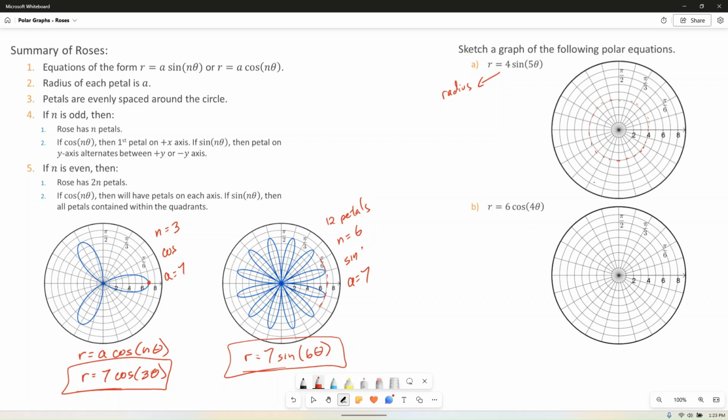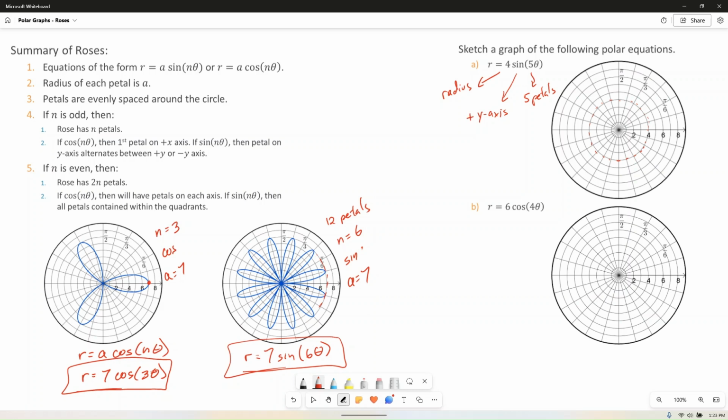Because of the 5 theta, 5 is odd, so I'm going to have 5 petals, and they're all evenly spaced. And because it's sine, I know one of those petals is going to be on the y-axis. Now I have to figure out which. For sine, remember it alternates. So 1 is up, 3 is down, 5 is up. So this is going to be on the positive y-axis.